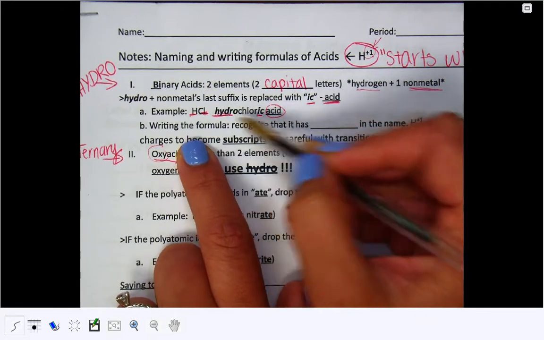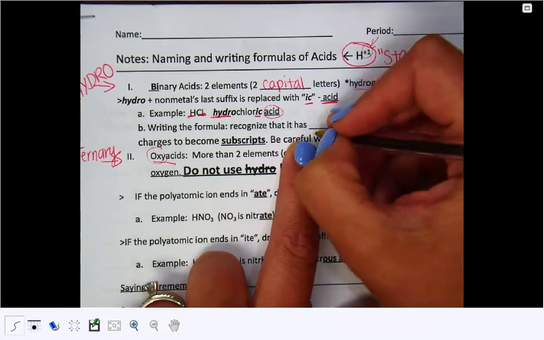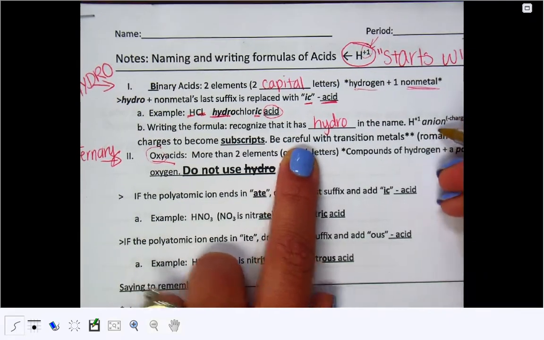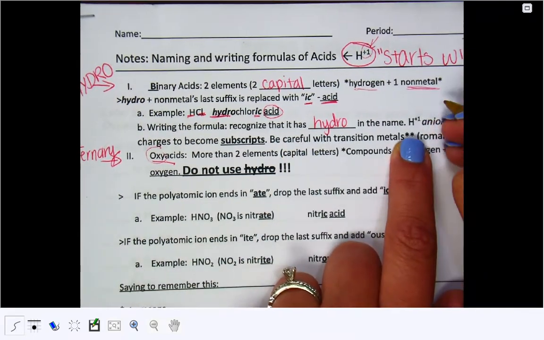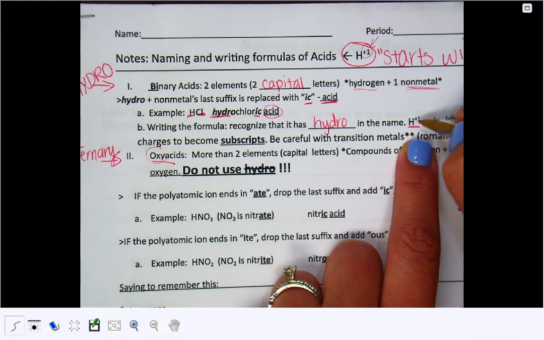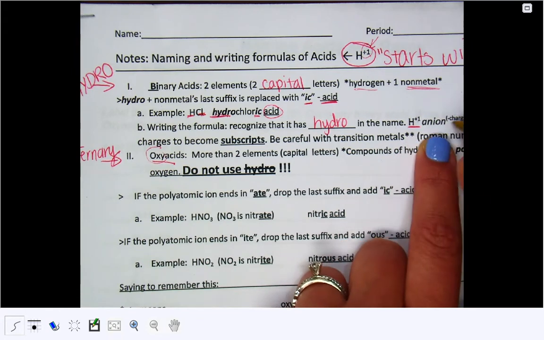All right, writing the formula. So that's how we're going to do our name. Writing the formula, we're going to recognize that it has hydro in the name. If it has hydro in the name, then we're going to be looking at the charges. We're going to be doing cross and drop. So we know that hydrogen will have that +1. The anion will have some sort of a negative charge. Anion, we already talked about, was a nonmetal.